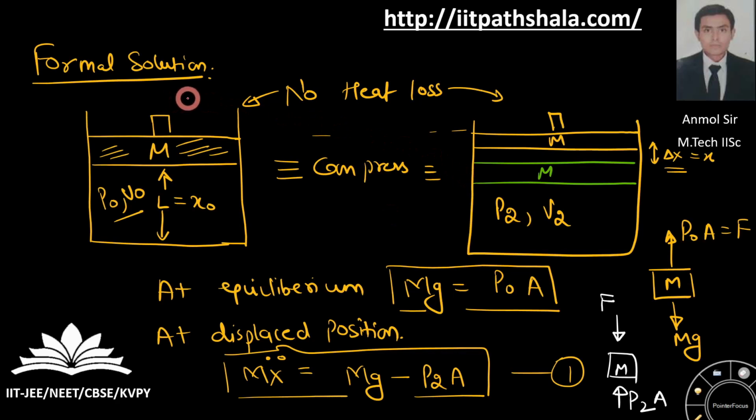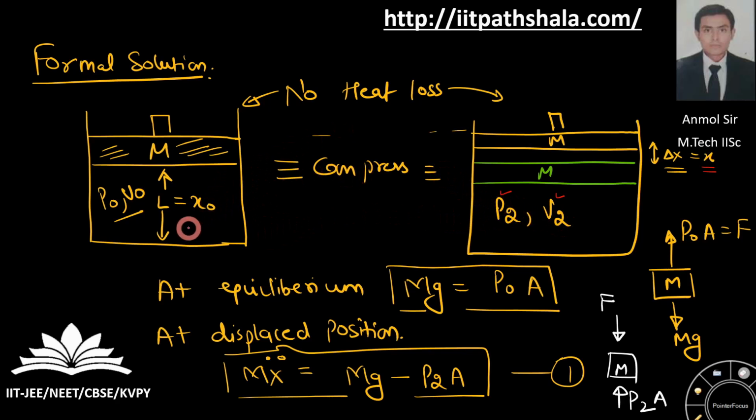Now as you can see, if I go through the formal solution itself, you are given the mass m over here and you are displacing the mass m by a slight displacement x. Now you are getting a different pressure and a different volume in this case, because now you are displacing or compressing the gas. As you know, no heat is being lost in this process, so I can say that this process is nothing but adiabatic compression.